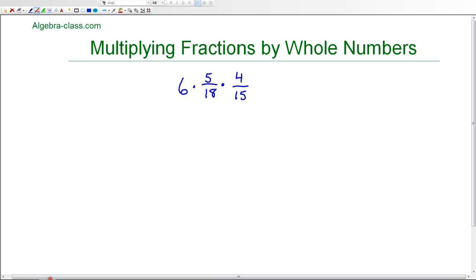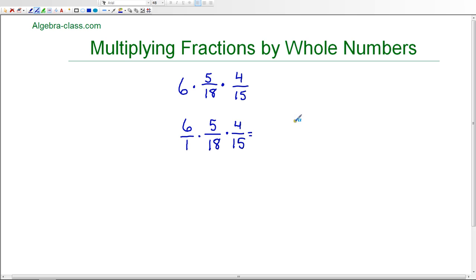Let's look at one more example where we have actually 3 numbers that we're going to multiply together. So we have 6 times 5/18 times 4/15. So again, in this problem, we have a whole number times two fractions. I'm going to rewrite this problem so that my whole number is also a fraction, and that's going to help me as I begin multiplying. So we have 6 over 1 times 5/18 times 4/15.